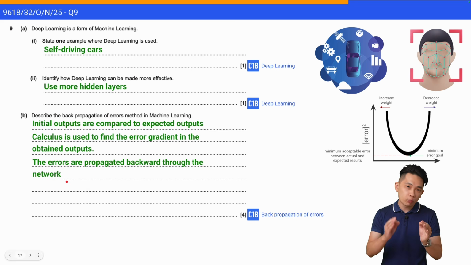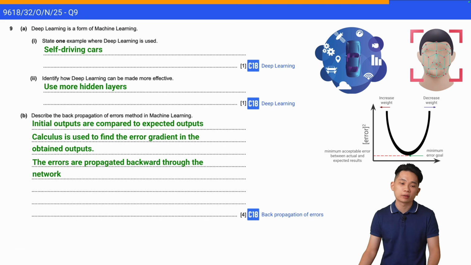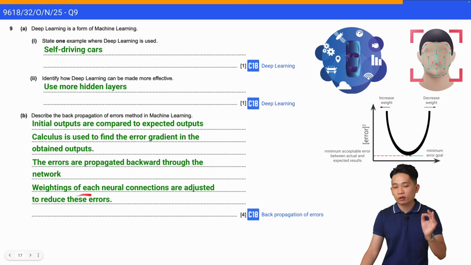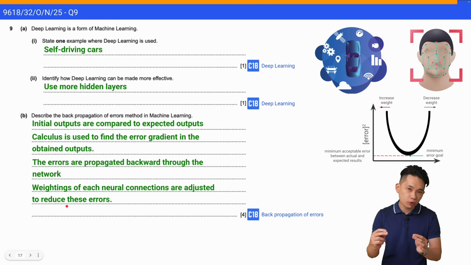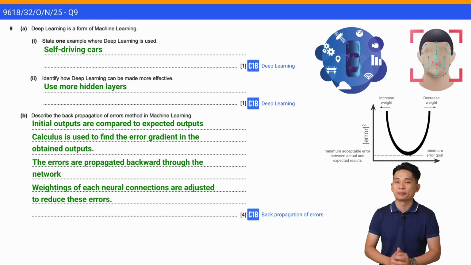It means that we look from the outer layer back to the inner layers to find out which connections caused the mistake. And finally, weightings of each neural connection are adjusted to reduce these errors. This process will be repeated many times so the model becomes more accurate over time.